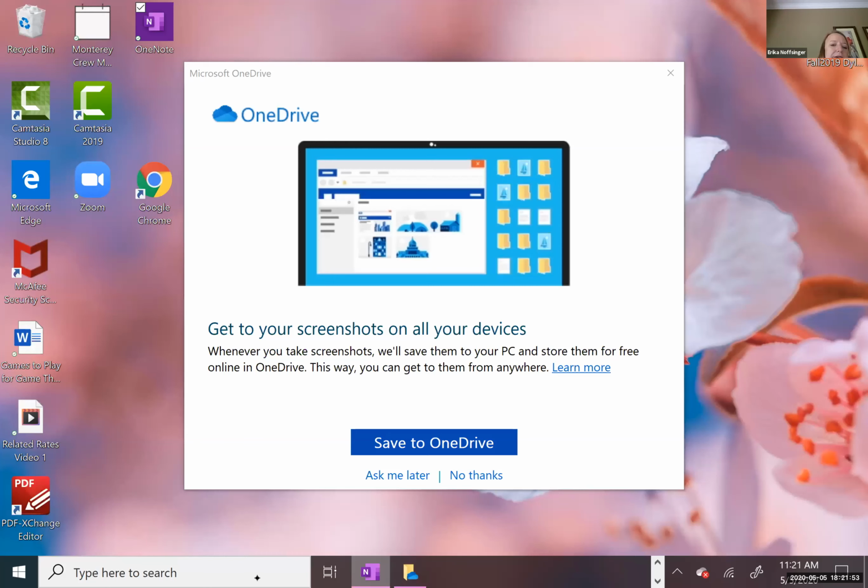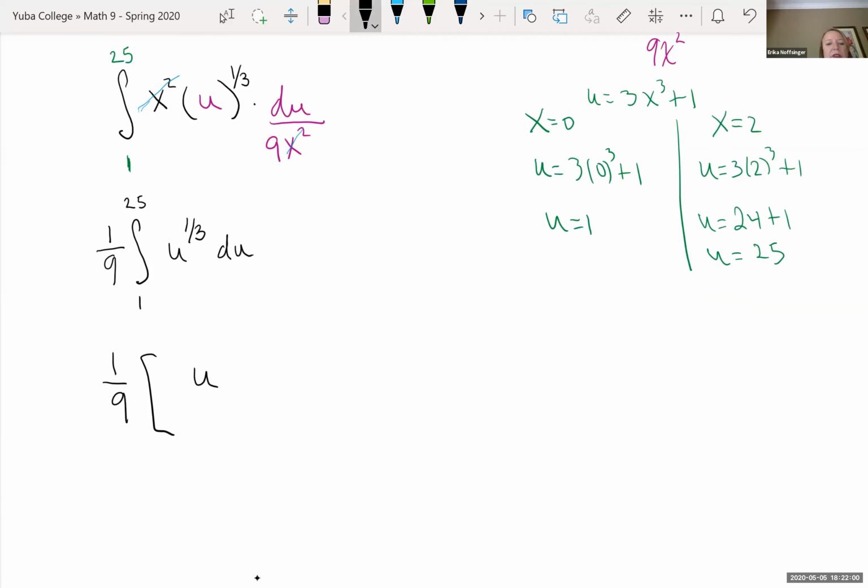Okay, so we have 1/9 times the antiderivative of u to the 1/3. So let's add 1 to our power. 1/3 plus 3/3 is 4/3. Dividing by that new power is the same thing as multiplying by the reciprocal. Divided by 4/3, it's the same thing as 3/4. And I'm evaluating this from 1 to 25.